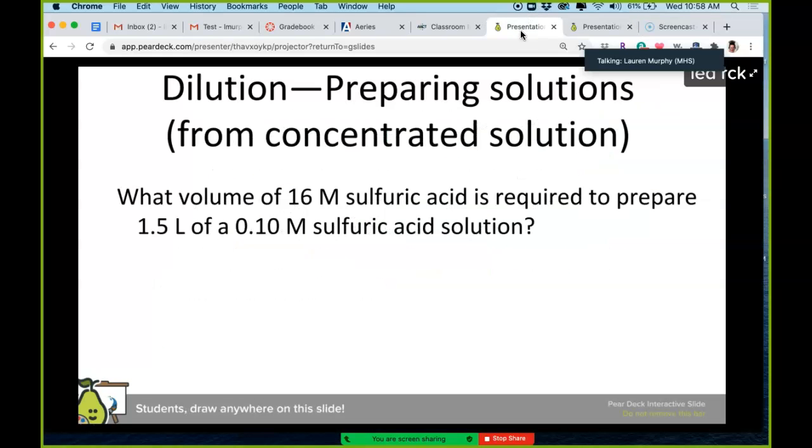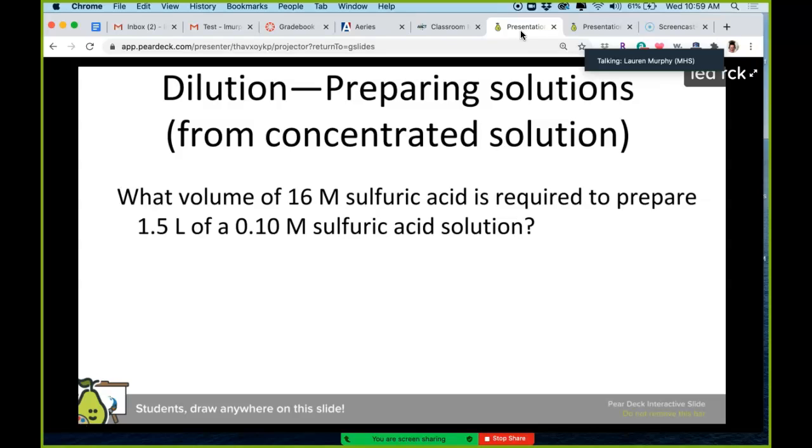Okay, so we have a couple more slides. It's going to be based on this last problem right here for today. So one way we learned how to make solutions was taking a solid or a solute and dissolving in water and preparing it that way. That's one way to make a solution. The other way to make a solution is from another solution, meaning not a solid, something that is a liquid, something that is aqueous, mixing with something else that is aqueous, or mixing it with water. So this type of preparing a solution does not involve solids. It involves something that is already in liquid form.